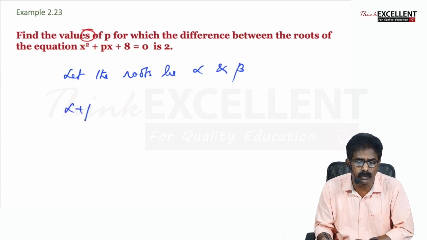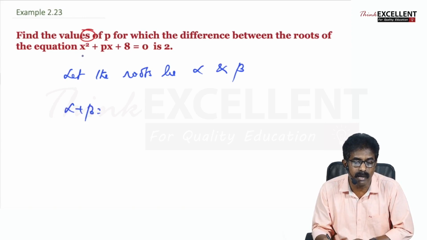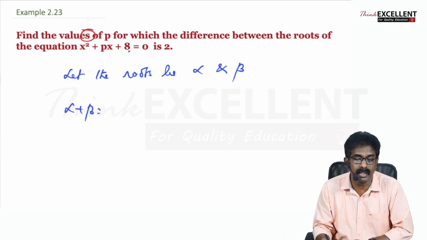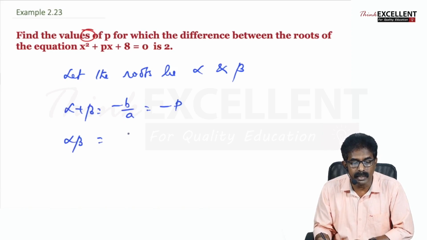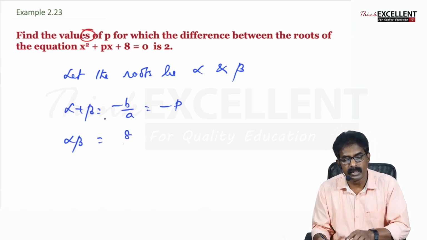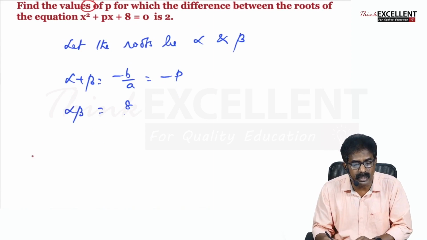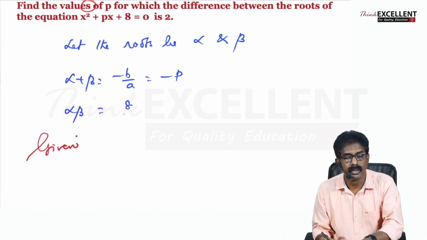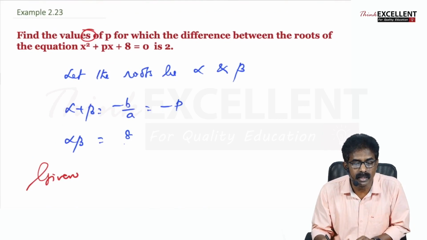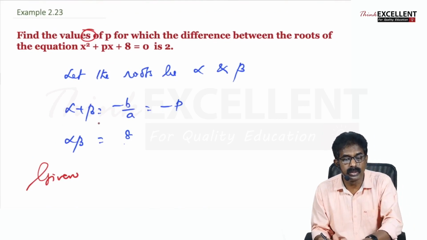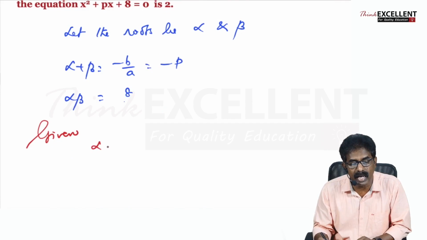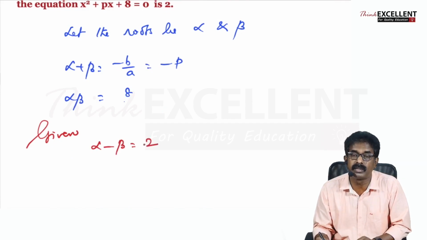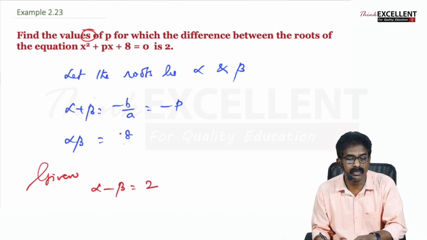Then you know the sum of the roots, you write first. It is given in the correct form: A value 1, B value P, and C value 8. Alpha plus beta is minus B by A, that is minus P by 1. Alpha beta is C by A, 8 by 1, it is 8. These two we know. But in this question, see what is given here. The difference between the roots is 2. Alpha minus beta is equal to 2. They asked to find the values of P. P values you have to find.